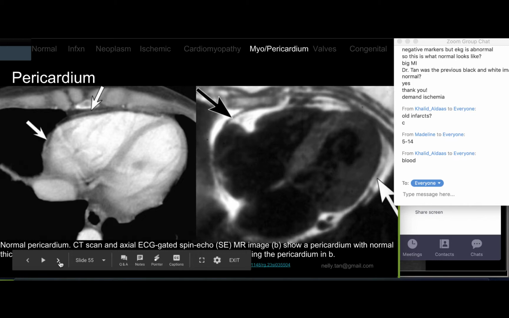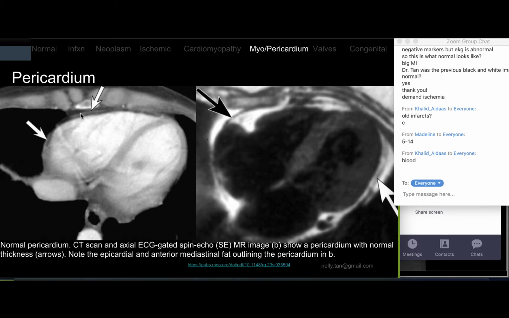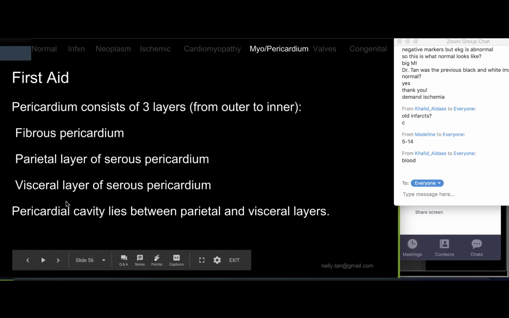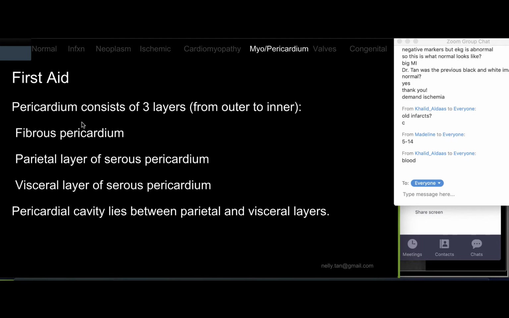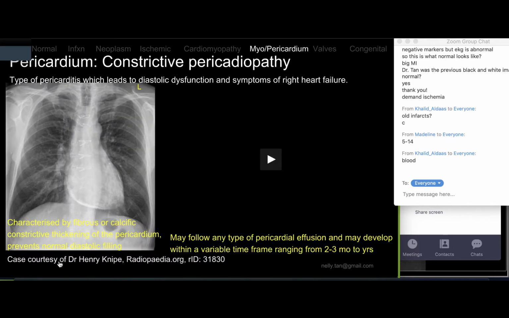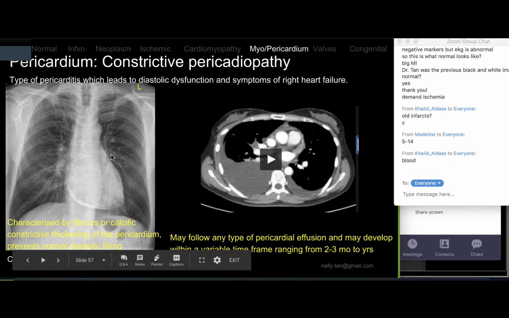Okay, so let's talk about the pericardium. We said there's a visceral and parietal pericardium. This is what it looks like on CT. You have a little bit of fat between the pericardium and the myocardium. On MRI, fat is white here, it's a T1, and the pericardium is this dark line. And this is the myocardium. There are 3 layers: the fibrous, the parietal, and the visceral layer. We only really see the parietal layer. So we'll show you some examples.